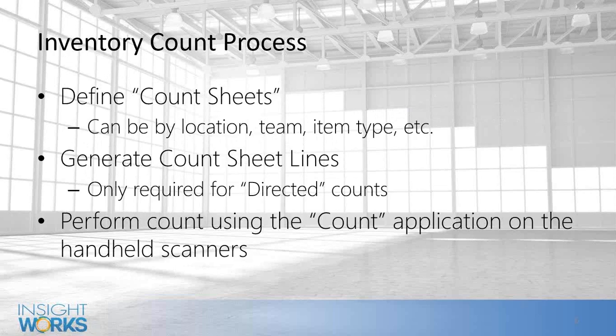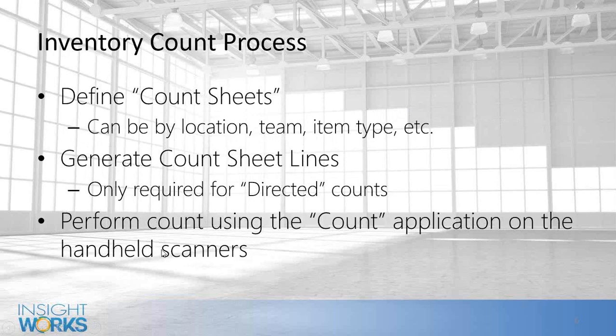So if you have 10 scanners out there, you might have team 1 to team 10, or scanner 1 to scanner 10, or whatever you want to call that. That's a typical thing. So anyway, we define the count sheets. We optionally generate the count sheet lines. If you're doing that directed count where you're telling people what they need to go out and count, then you would use that functionality to get a list of those items. That's very similar to calculate inventory in the NAV physical inventory journal or warehouse physical inventory journal.